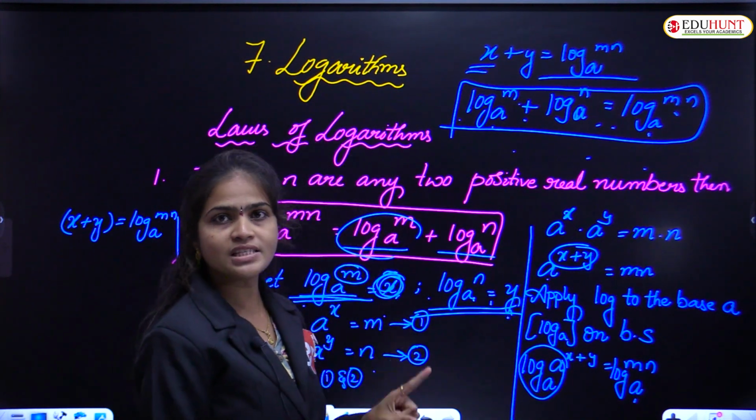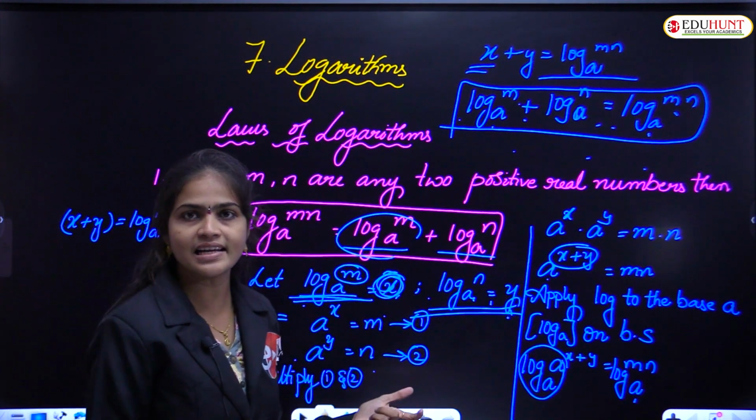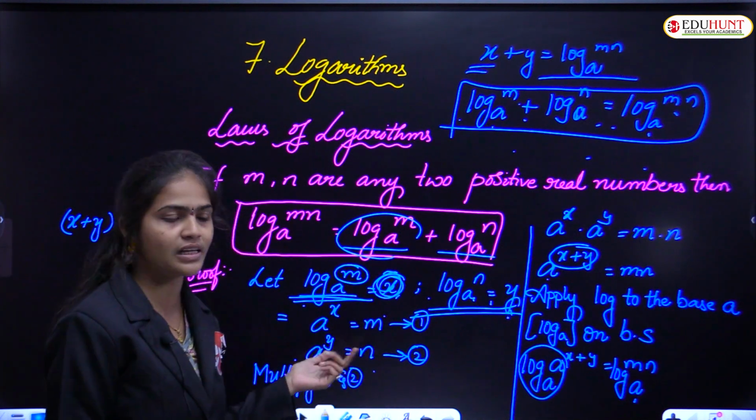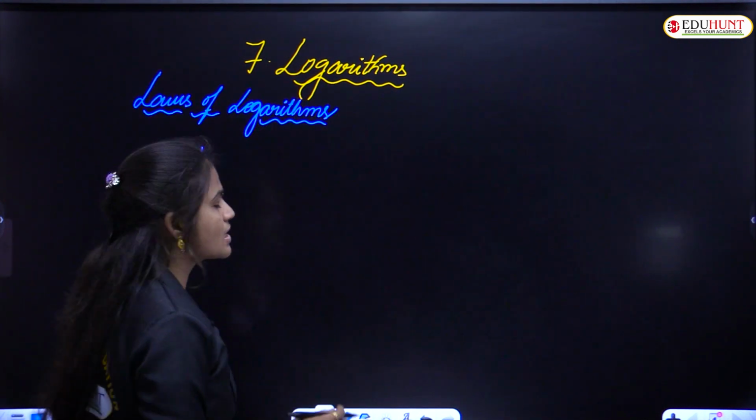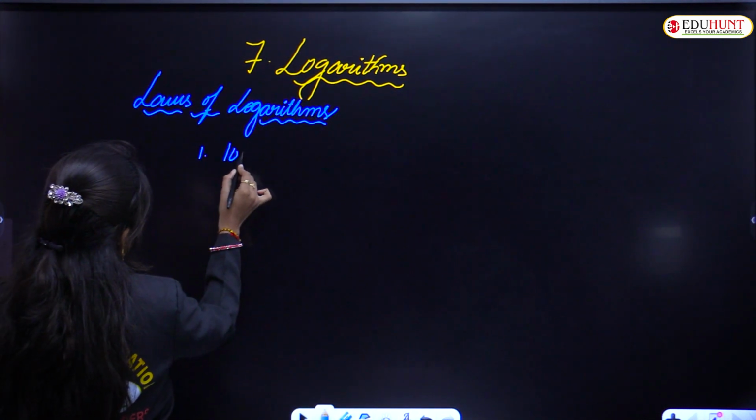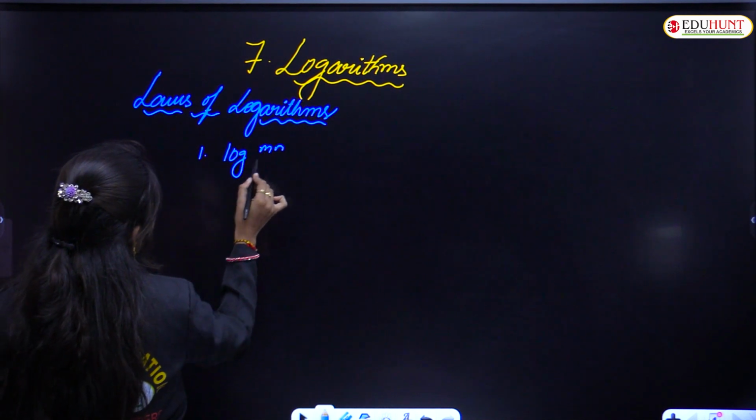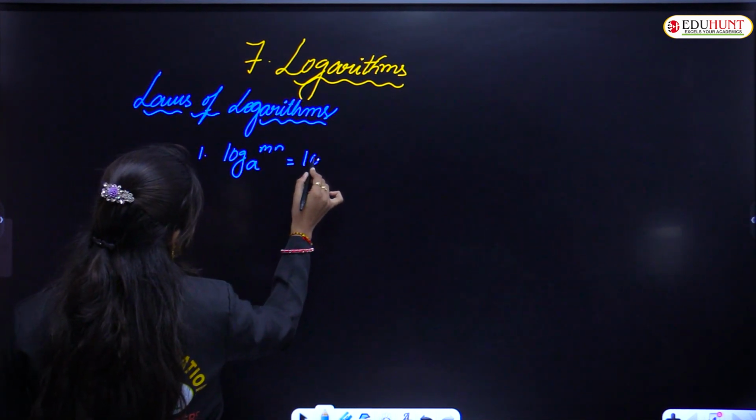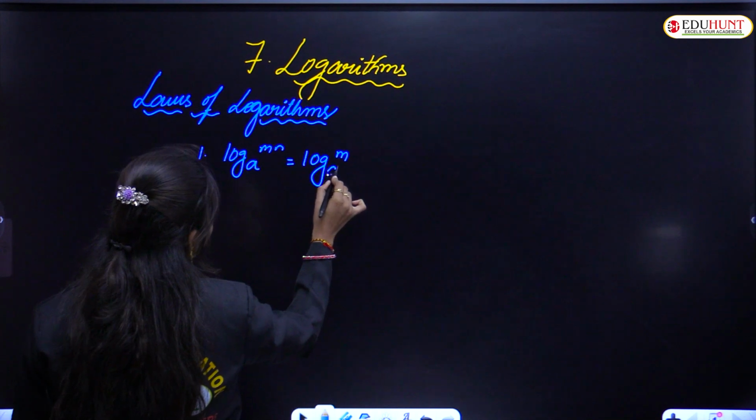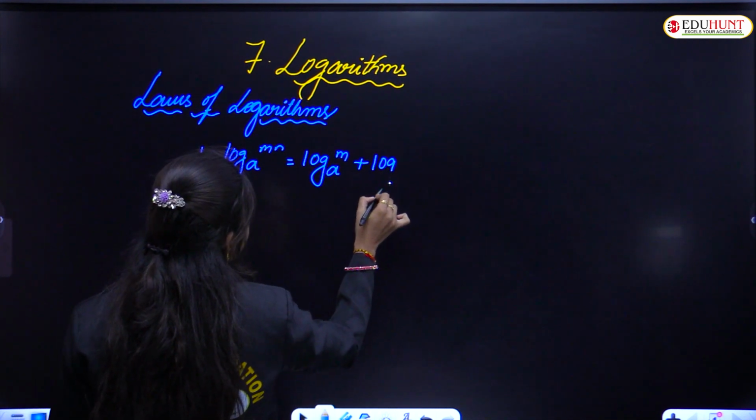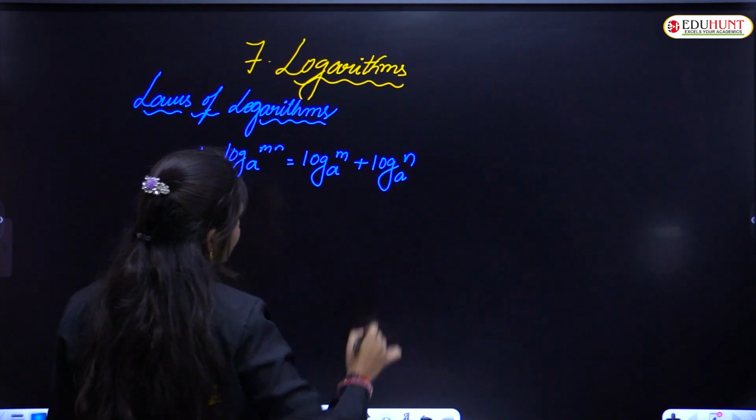Yes, this is the first law. From this one we can generalize some other formula also. I will tell you that one now. So just now only we discussed one of the laws. What is that? Log mn to the base a, which is equal to log m to the base a plus log n to the base a.